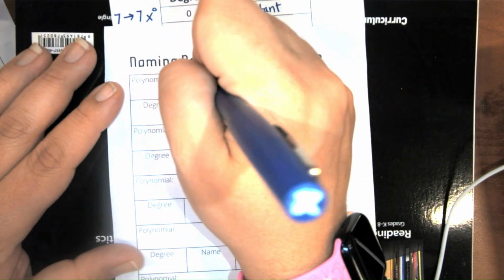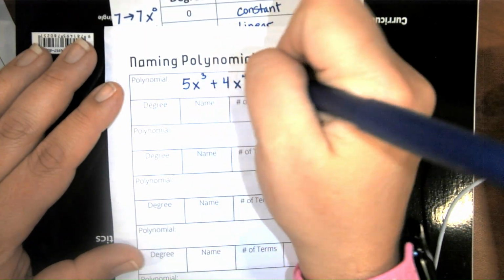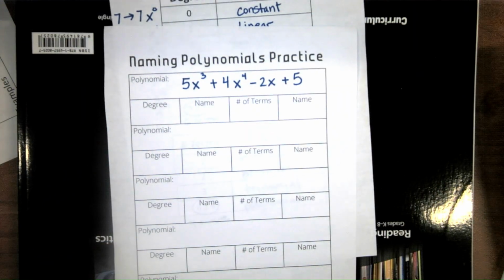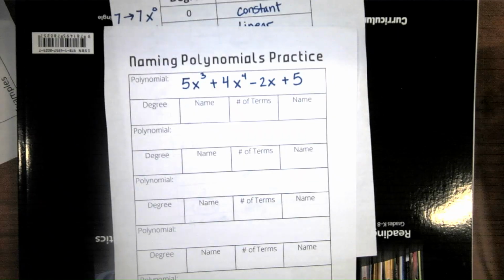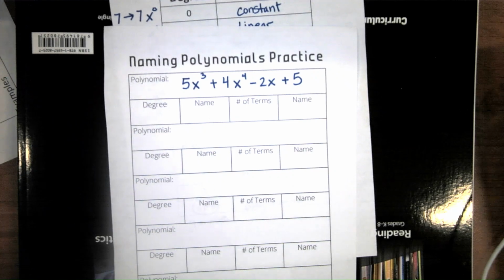So we're going to start with 5x to the third power plus 4x to the fourth power minus 2x plus 5. Now I'm going to grab two colored pens that I'm going to use so that I can show you where we get the information for the degree and how we determine the number of terms that it has. If you want to do the same, feel free to grab some markers.